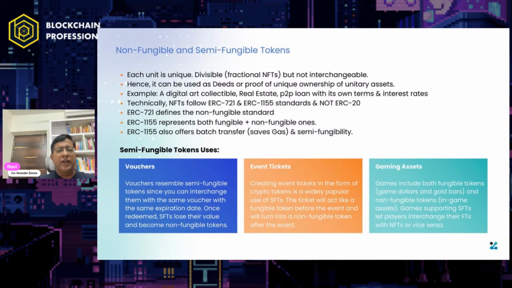Similarly, in the case of event tickets, there are a lot of event platforms today, and a lot of initiatives have happened in the case of ticketing platforms in the form of NFTs. So there, before the event has happened, these NFTs are fungible with each other, assuming there's only one class of tickets for a specific event. In that case, all these NFTs are fungible with each other. But as soon as the event is finished, after that, this will turn into a non-fungible token.